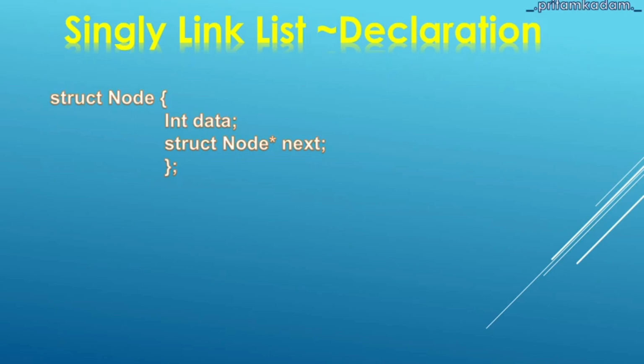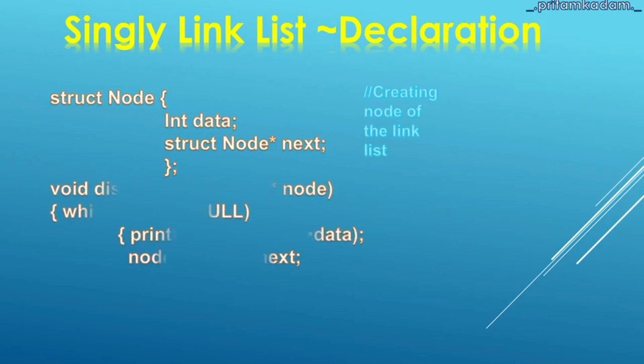So first of all, struct node. This is a structure, so there are two parts. First one is the data element and next one is the pointer. So int data and then struct node star next. Struct node star next means this is the pointer with the name next. This is the declaration, means creating a node of the linked list.